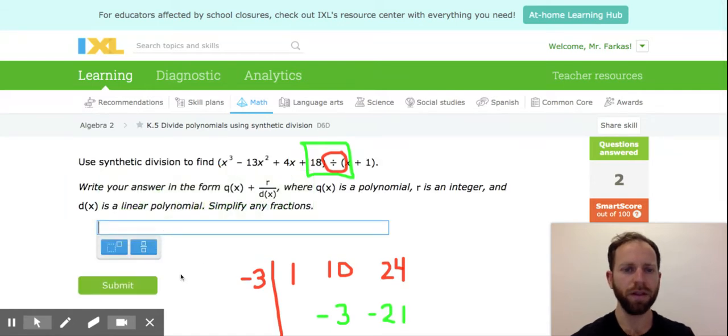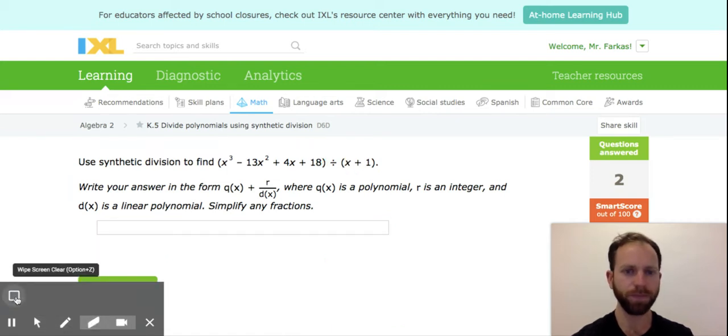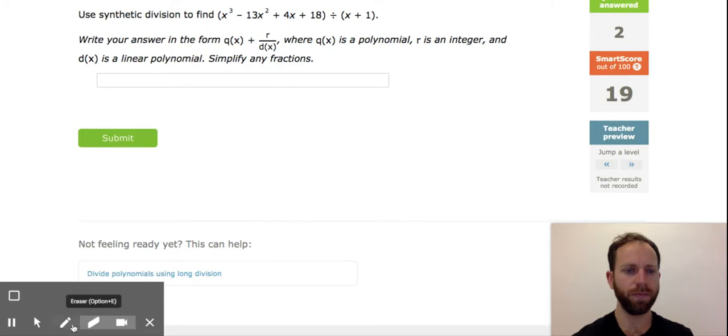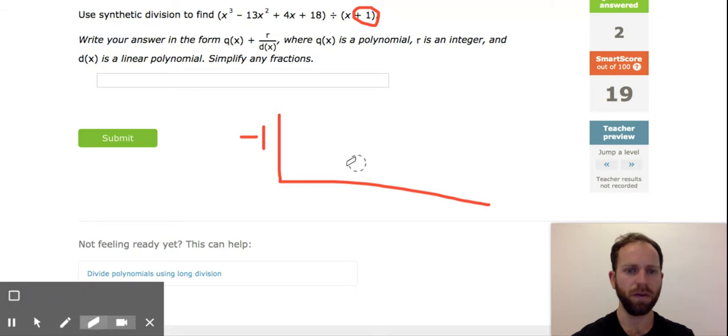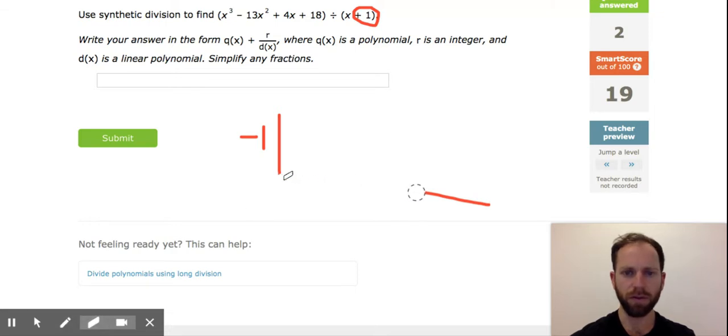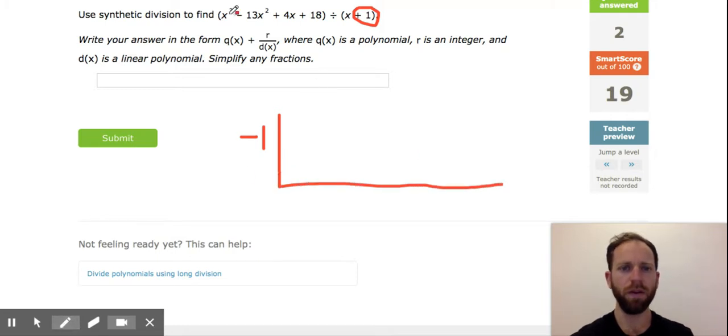Okay, let's try one more with synthetic division now that this one has 4 terms in it. So we have our divisor. Remember to make it negative. Let's make that a little straighter. And then we'll put our coefficients of our dividend.